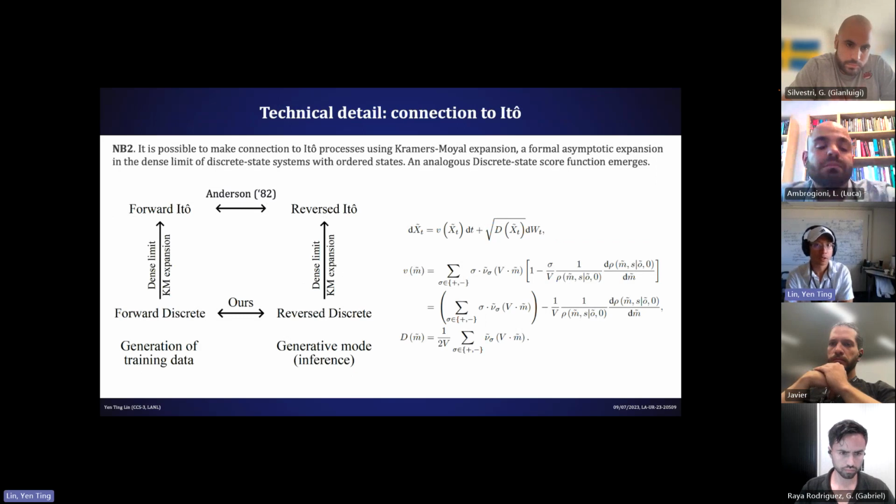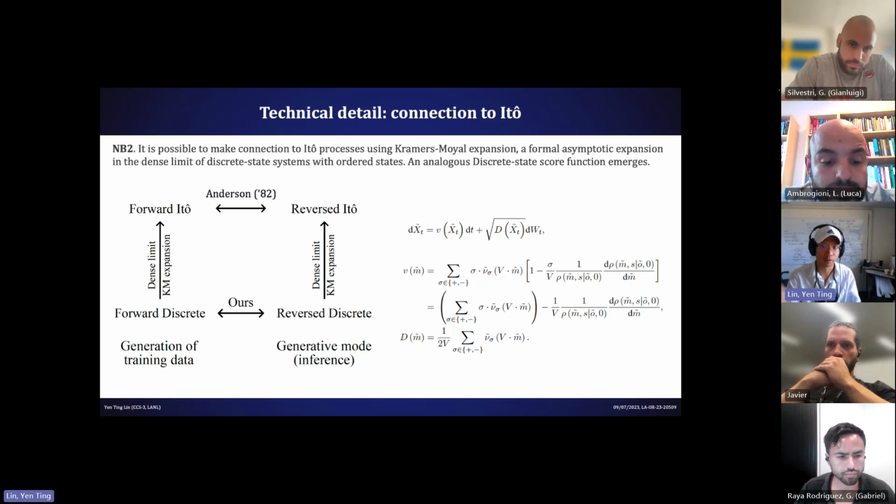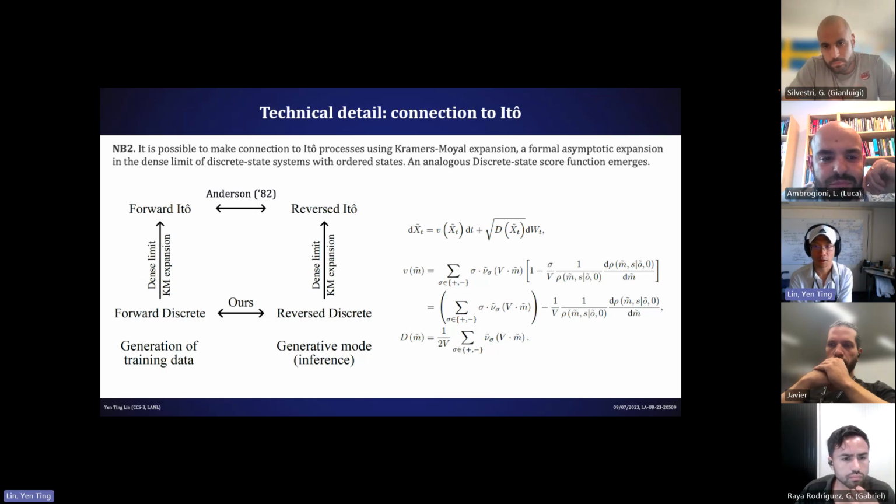So there is a technical detail I want to at least touch upon. The idea here is you have a discrete state and you have a continuous state, and then you go back to the entire stochastic theory there. You start to think about a connection between them, right? So there is also 1930s technology in statistical physics called the Kramers-Moyal expansion. It's a formal asymptotic expansion.